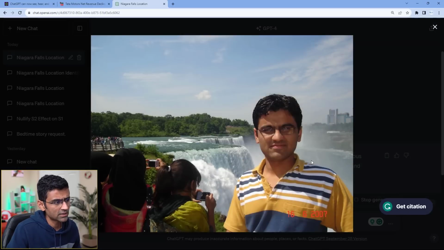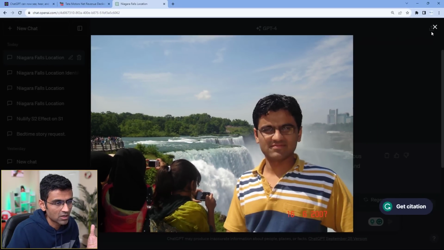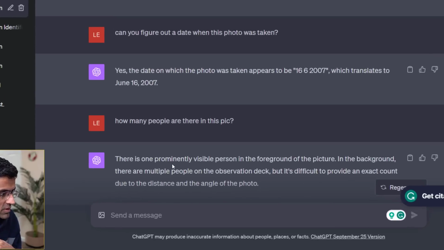Now I will ask a little harder question, which is how many people are there in the pic? Now, if you look at this image, you might think, okay, one, two, three, four people, but actually look at this viewing station. There are so many people. And as a human, even I can't figure out how many people are there. So let's see how ChatGPT performs on this one.